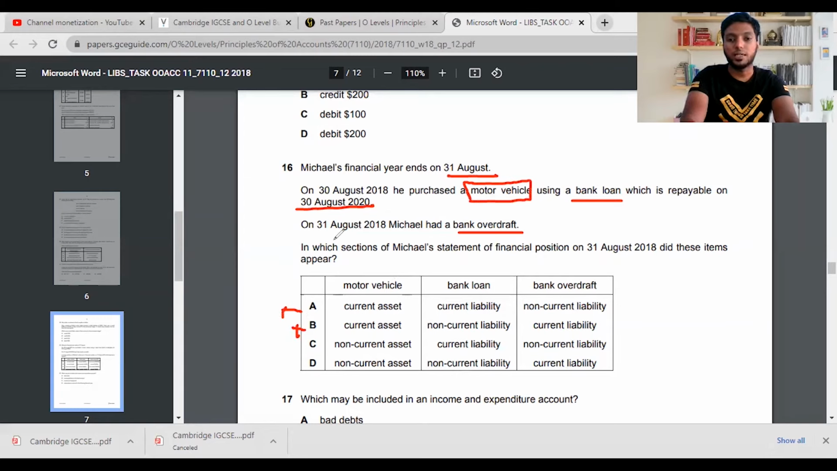Then it says, in which sections of Michael's statement of financial position on 31st August 2018 did these items appear? So motor vehicle comes under non-current asset. Then we have the bank loan. It is falling under non-current liability. So we got the answer. It should be D. And bank overdraft is a very straightforward one. It's a current liability. So let me erase this off and move on to the next part of the sum.